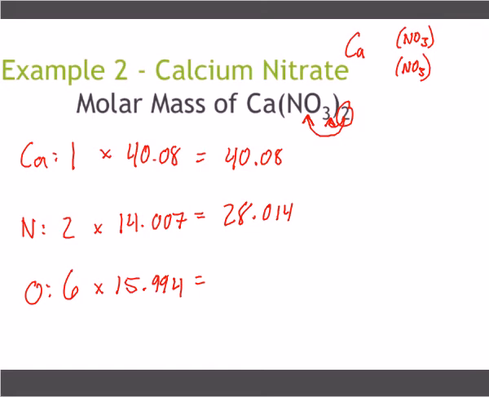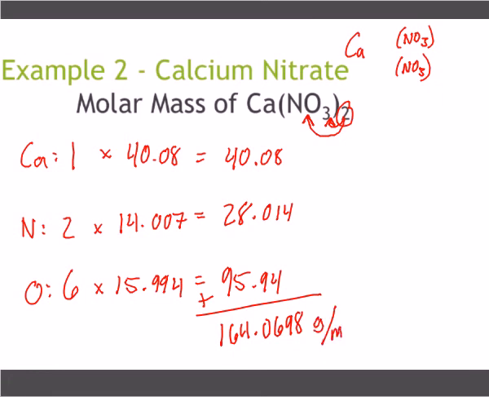So we do 6 times. Tell me what oxygen brings to the table. Thank you. 95.94. Then just add them all up. I'm going to wait for you guys to do it with the calculator instead of trying to do it, carrying the ones and stuff. What's our molar mass for calcium nitrate? 164.0698. Is it just grams? Per mole. Okay? Per mole.